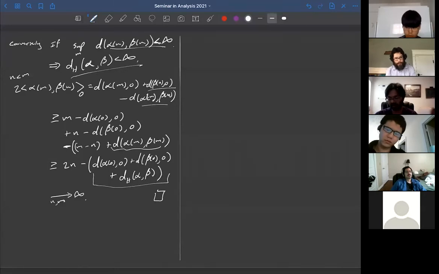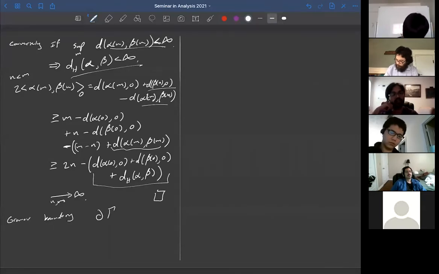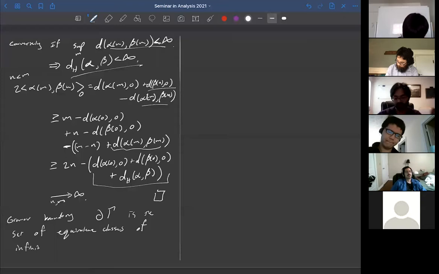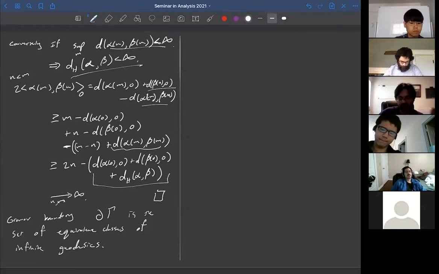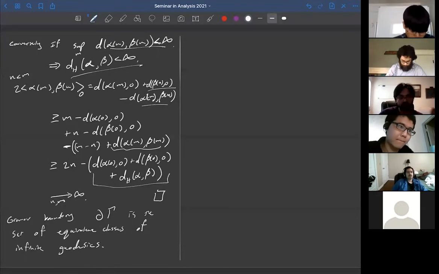All right, so as I said, we can define the Gromov boundary of this graph as the set of equivalence classes of infinite geodesics. And now we want to put a topology on this space. So that's the next thing I want to do. Let me define what are going to be the open sets, or rather neighborhoods.